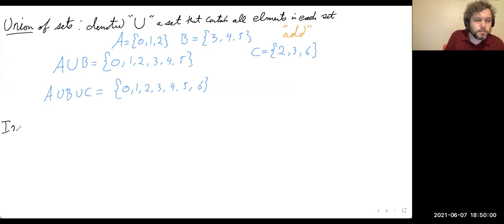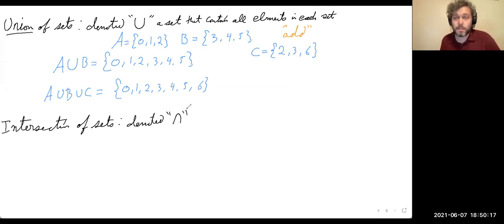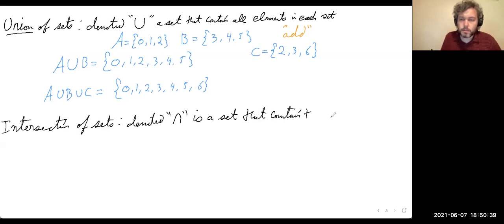Now, the other one that is really just like the other side of the coin is the intersection. The intersection of sets is denoted by a symbol which is like an upside down U. We don't have a symbol like that on our keyboard, so that's kind of a nuisance, and we'll see how we get around that. But the intersection of two sets is a set that contains the elements in common.